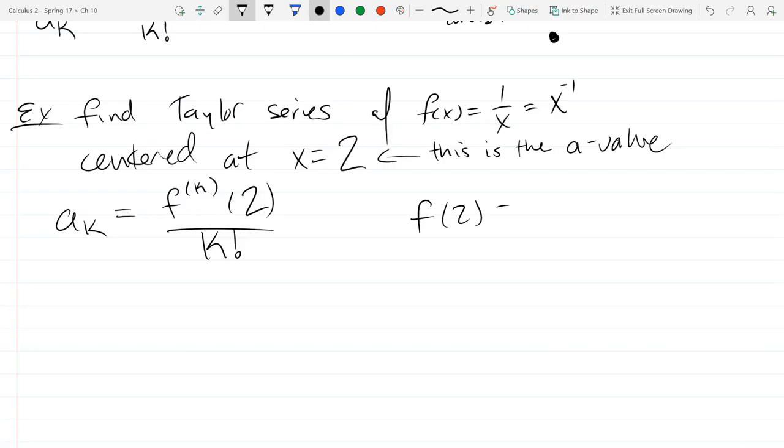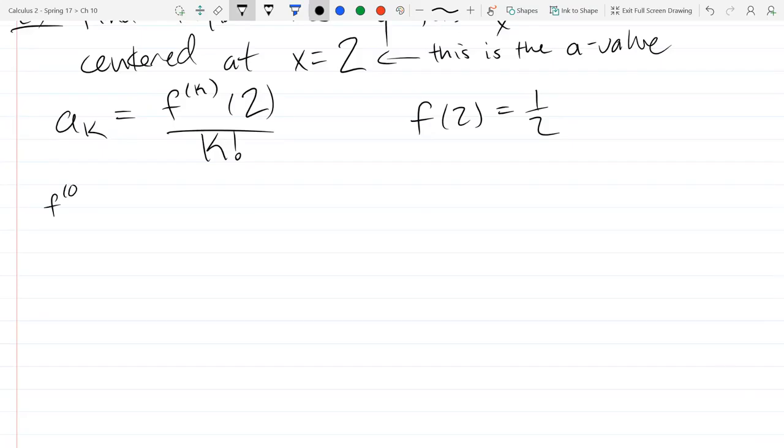So I could find f of 2, which is 1 half, but what happens if I take the derivative of f of 2? What will I get? 0. So I don't want to plug in a until I've finished my derivatives. I need to take my derivatives first and then plug in 2. So don't plug in 2 first.